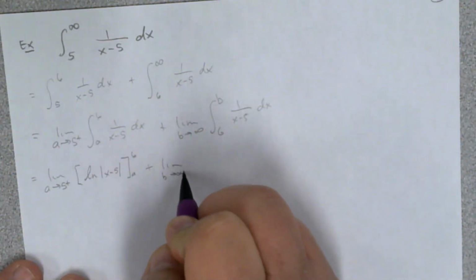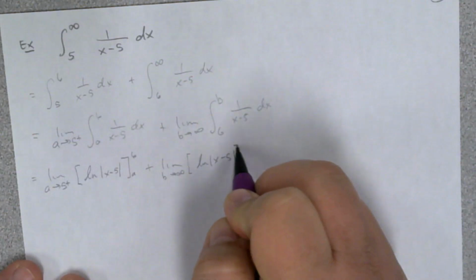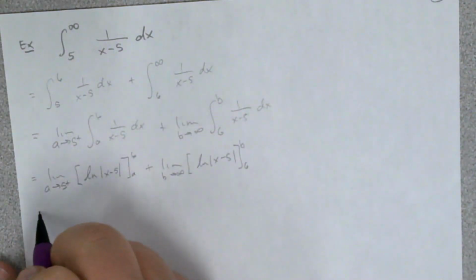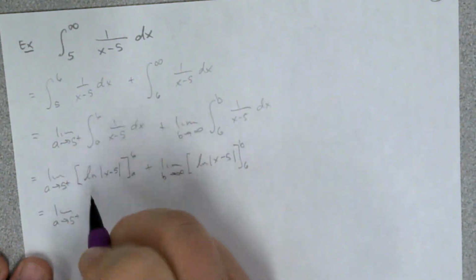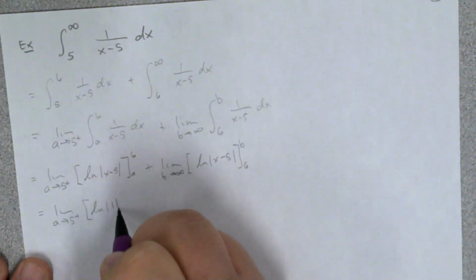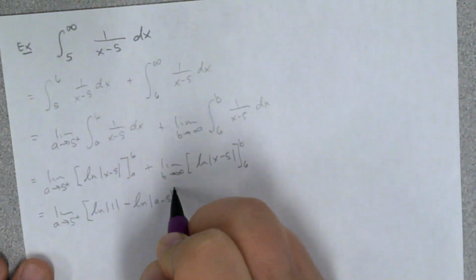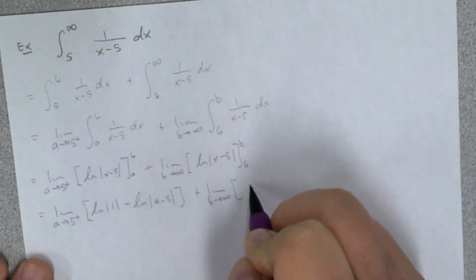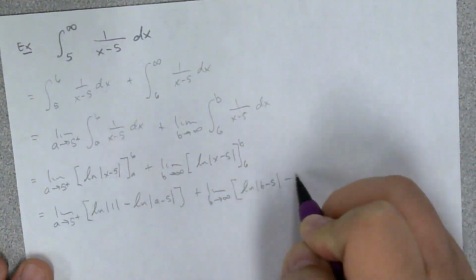As b goes to infinity, the natural log of x minus 5 from 6 to b. This is a. So the upper, this will be 1. The lower, a minus 5. The limit is b goes to infinity. The upper, and then minus the lower.